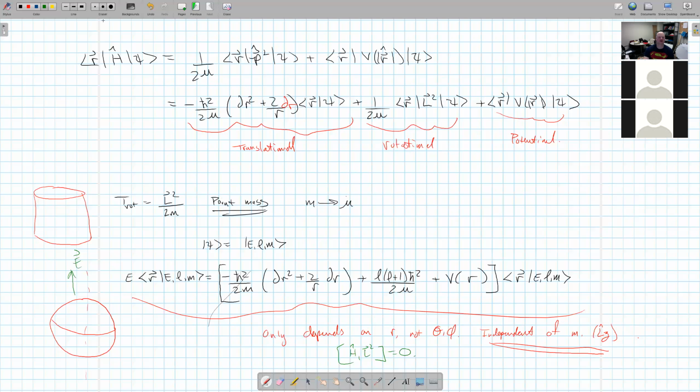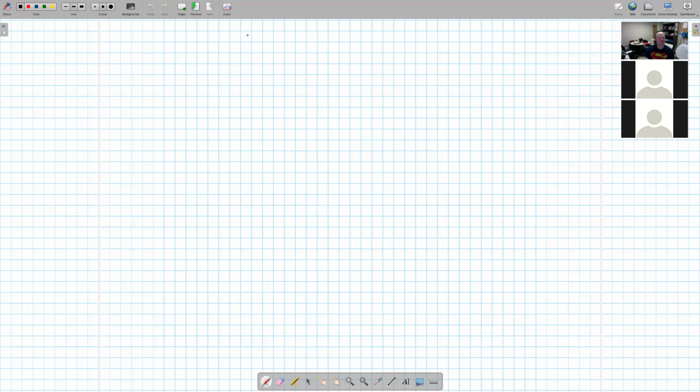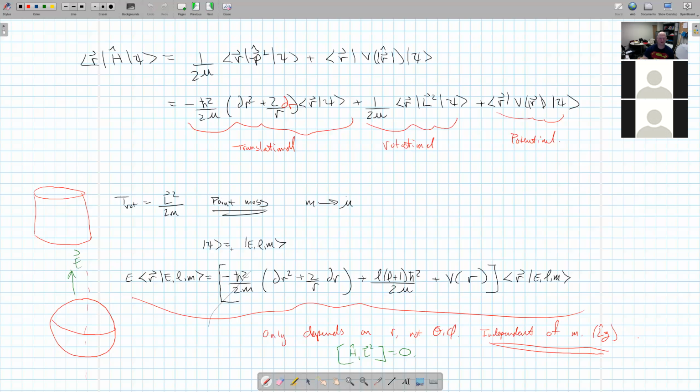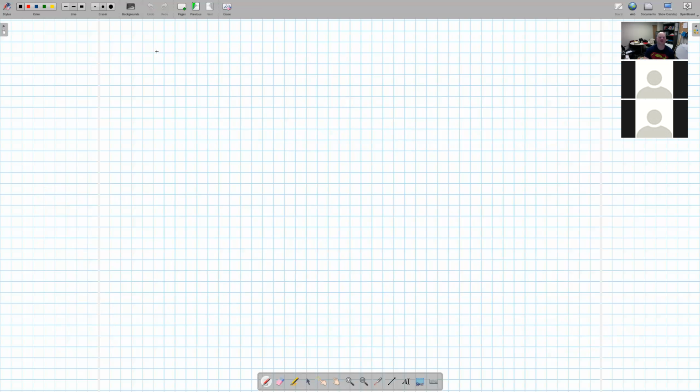Good. So how do we actually solve this? Well, first we need to know what the potential is, but we'll talk about that later. But basically, here we would use separation of variables. Since our equation that we have to solve, our differential equation, is independent of theta and phi, that implies we can use separation of variables to write the inner product of R, E, L, and M as a product of three functions, where one only depends on the radial portion, one depends on theta, and the other one depends on phi.